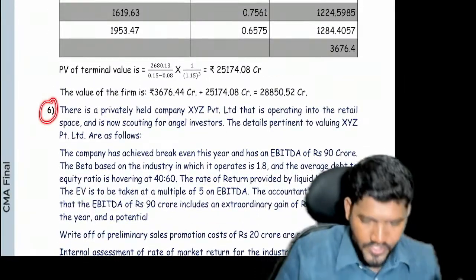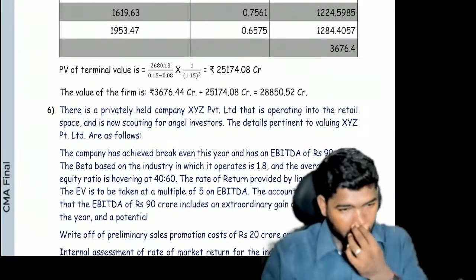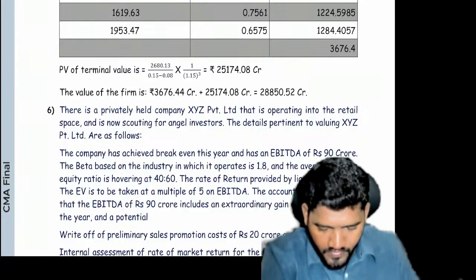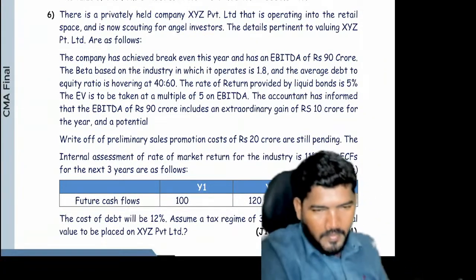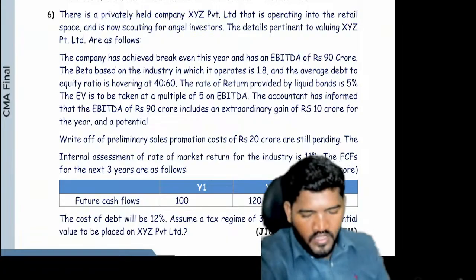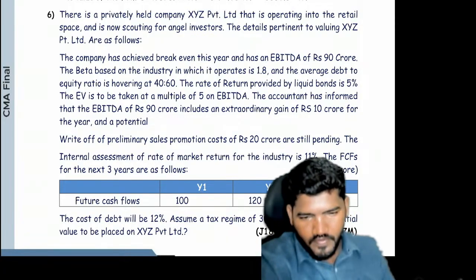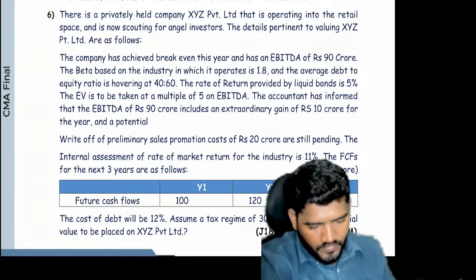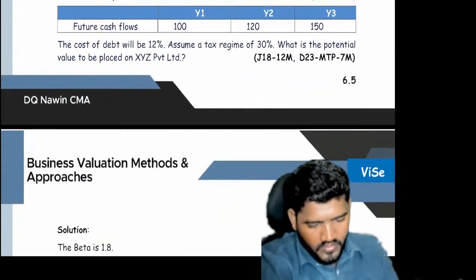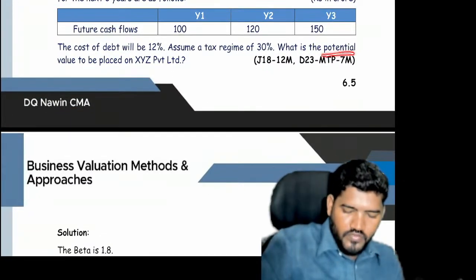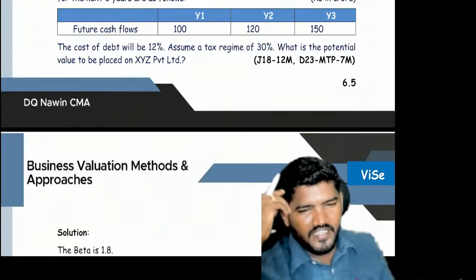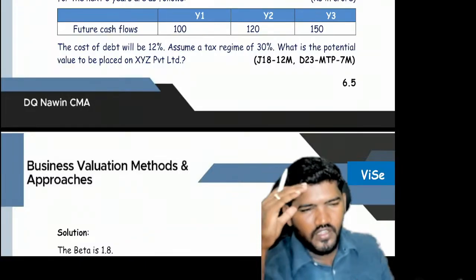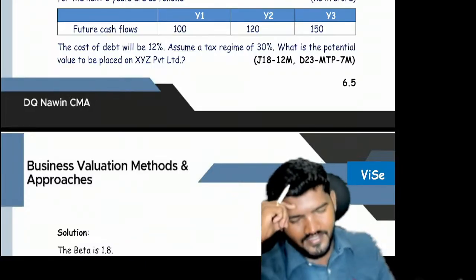So when it comes to illustration number 6, guys, another important one, you can check, they give you two types of model, EBITDA information as well as cash flow information. The clue of the question is potential value. So with the help of this discounted cash flow method, you will get one answer. With the help of EBITDA, you will get another answer.